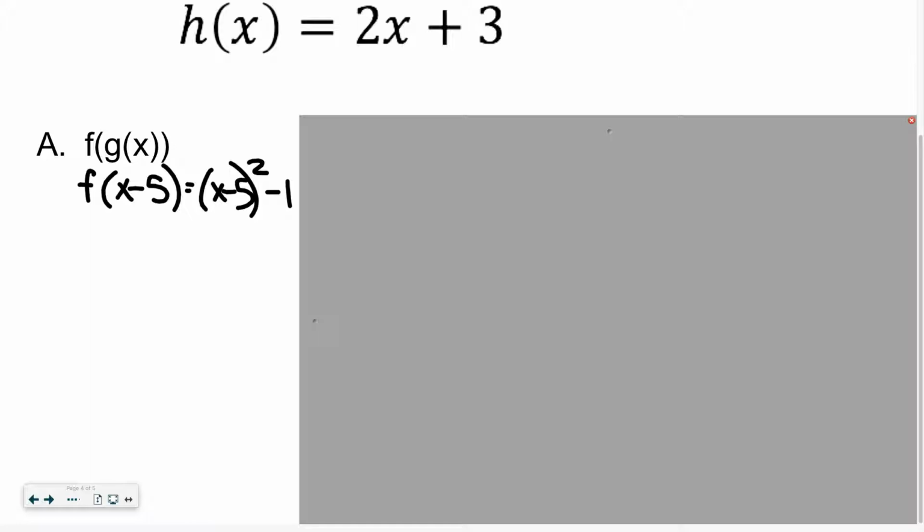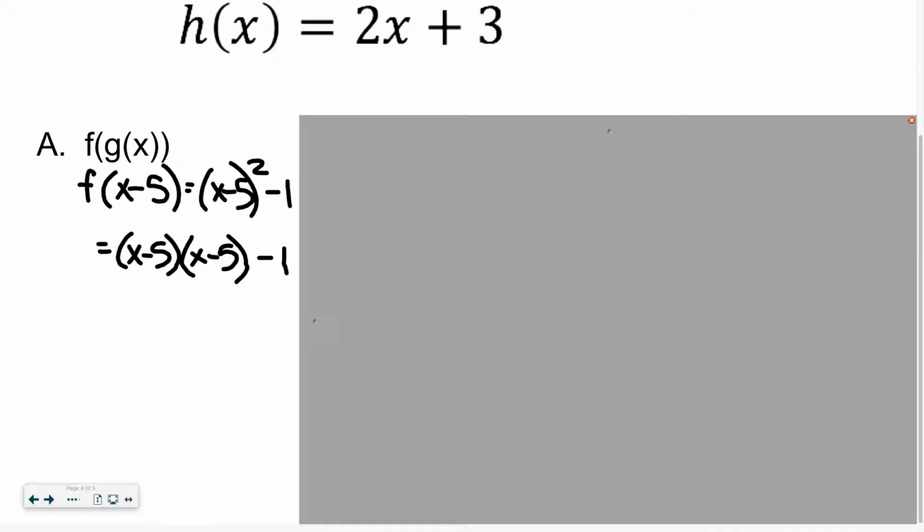Well, I could do a little bit of simplifying there. If I wanted to make it look like a polynomial in standard form, I'd have to expand (x minus 5) squared. I probably wouldn't use our Pascal's triangle for that. That seems like more work than I need to. (x minus 5) squared is just x minus 5 times x minus 5. And then at the end, I'll have a minus 1.